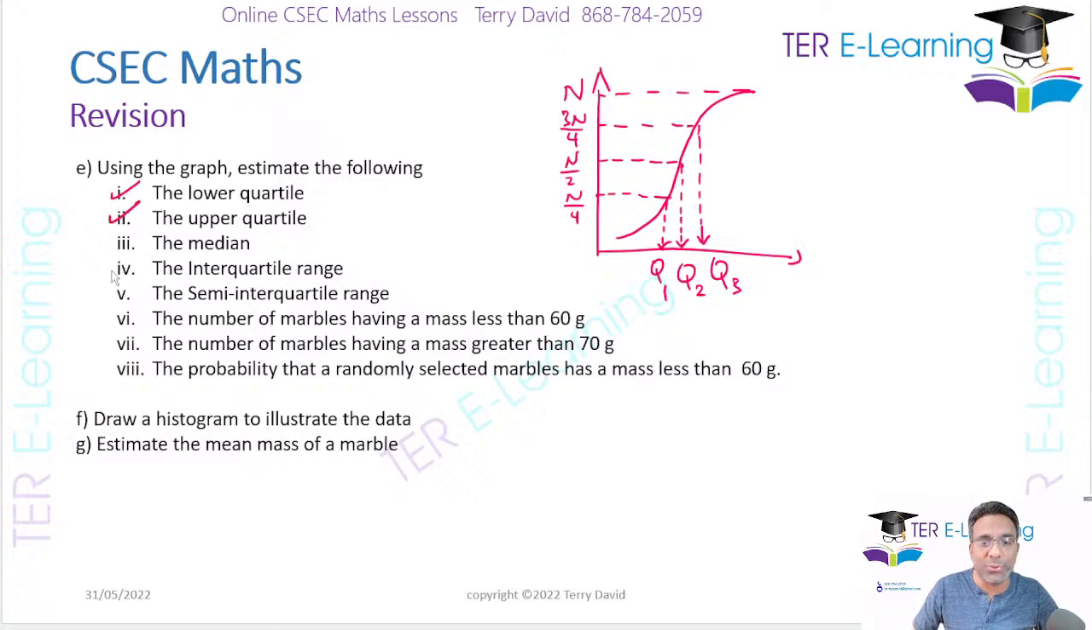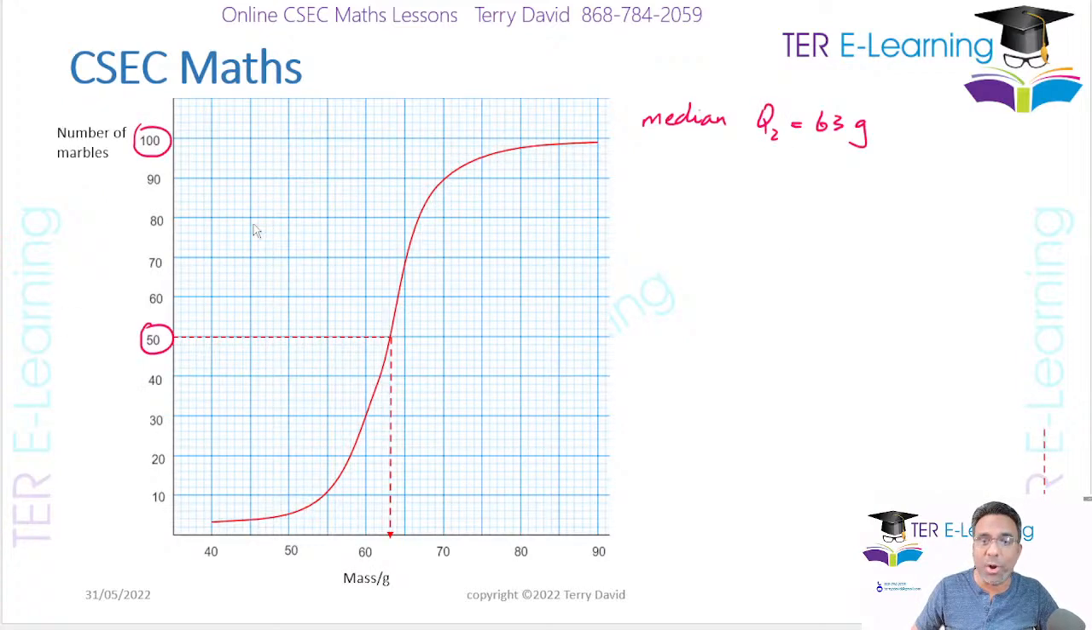For part 2, you want the upper quartile. So go to the graph again. Now your upper quartile should correspond to 3/4 of your data. 3/4 of 100 is 75. So what we're going to do is read off at 75, right?